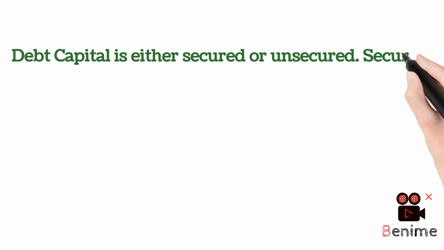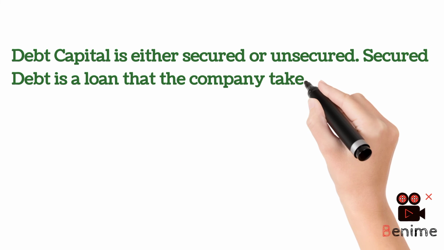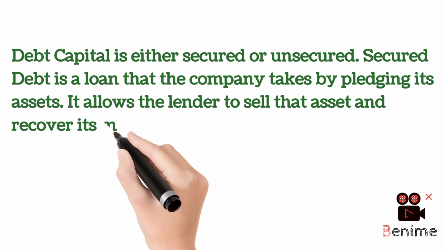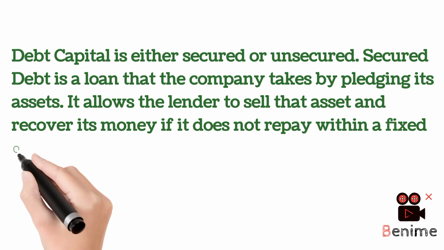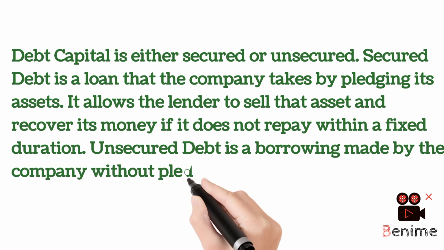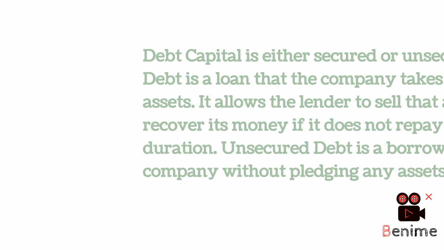Debt capital is either secured or unsecured. Secured debt is a loan that the company takes by pledging its assets. It allows the lender to sell that asset and recover its money if it does not repay within a fixed duration. Unsecured debt is a borrowing made by the company without pledging any assets as security.